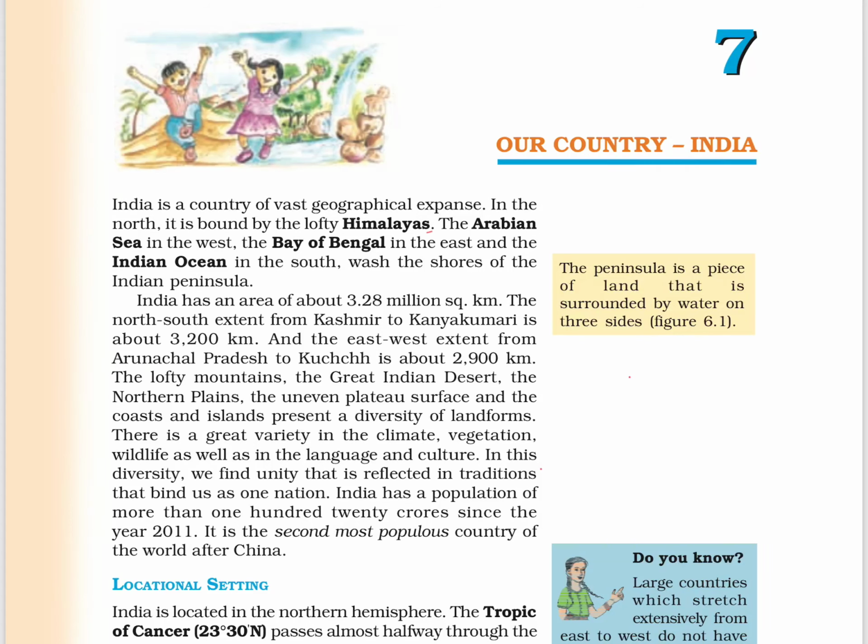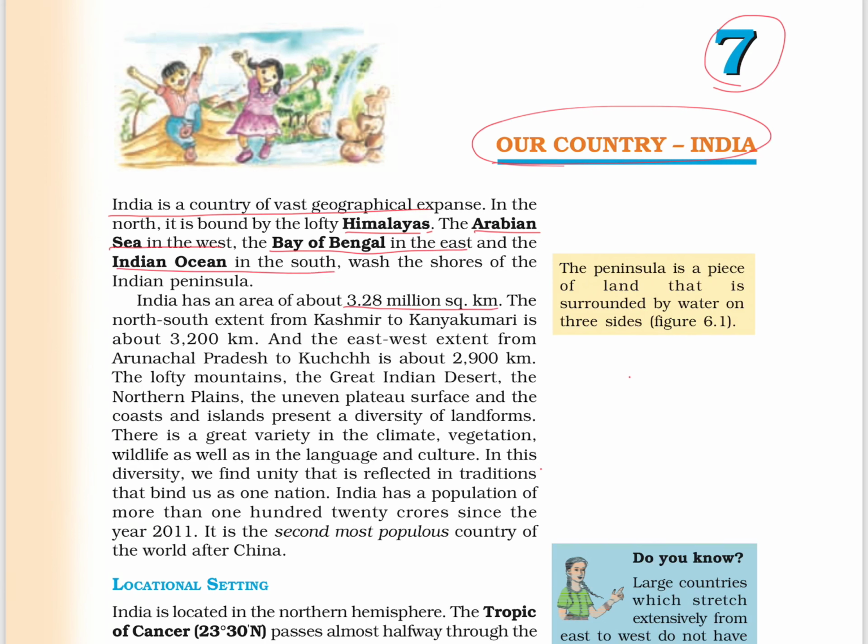In this video, I am going to explain chapter 7 of class 6 NCERT Geography. The title of the chapter is Our Country India. So as we all know, India is a very vast country. It is bounded by Himalayas in the north, Arabian Sea in the west, Bay of Bengal in the east and the Indian Ocean in the south.